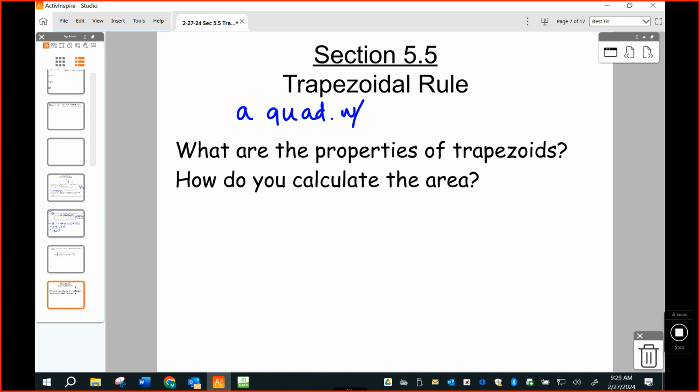A quadrilateral is a four-sided polygon. Great. One set of parallel lines. Yes, thank you. With one pair of parallel sides. If your quadrilateral has two pairs of parallel sides, what do we call that? The rectangle. Call it a parallelogram.